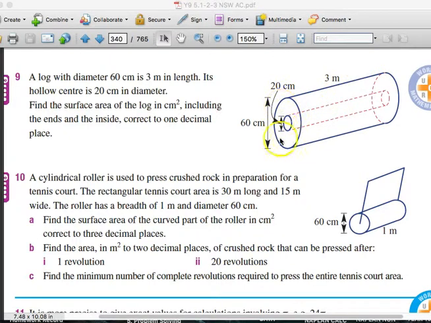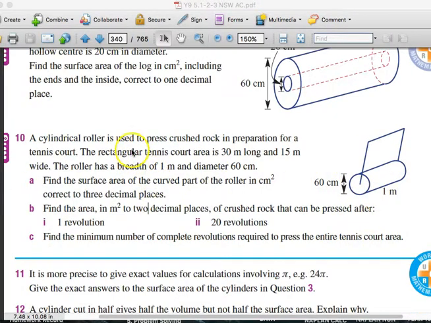And then here we have an annulus, which is a large circle minus a small circle. You've got another annulus there as well. So you'll have to do 2 annuli. Remember, you need to do large circle minus small circle, and you'll have to do that twice.